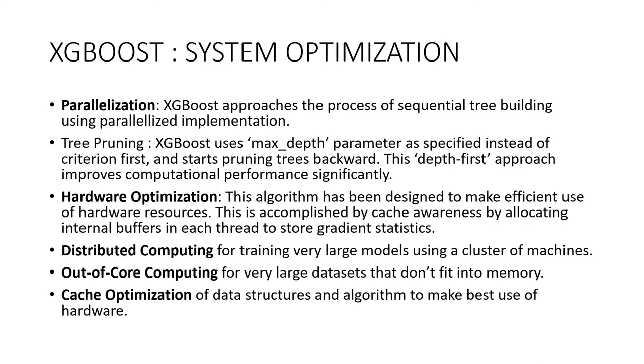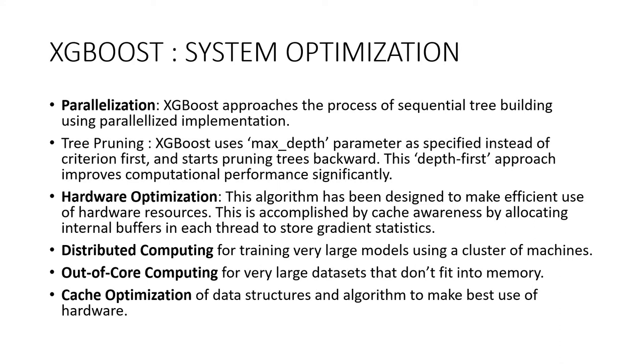XGBoost system optimization, parallelization. XGBoost approaches the process of sequential tree building using parallelized implementations. We already discussed tree pruning. XGBoost uses the max_depth parameter as specified instead of criterion first, and starts pruning trees backward. The depth first approach improves computational performance significantly.